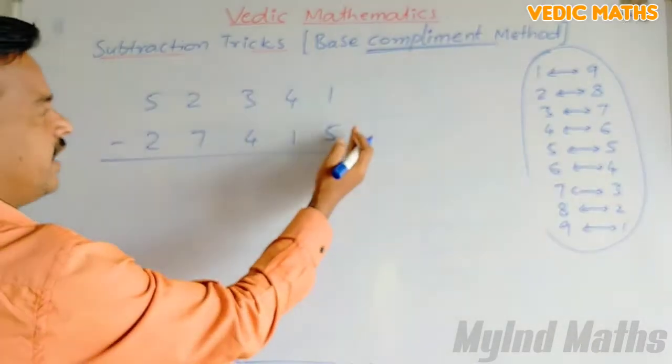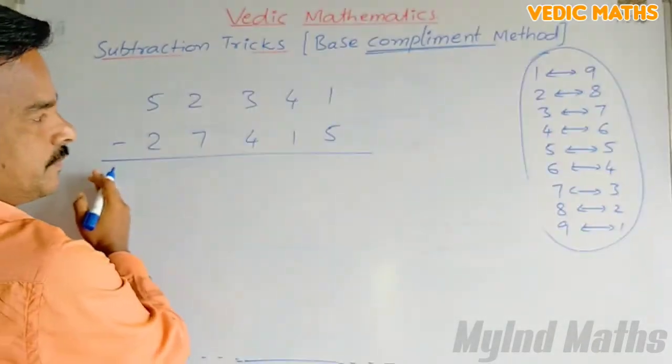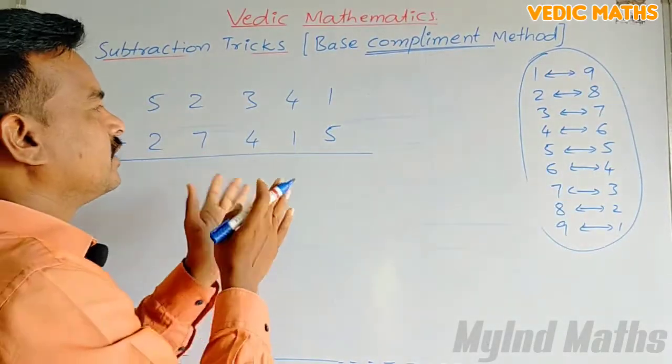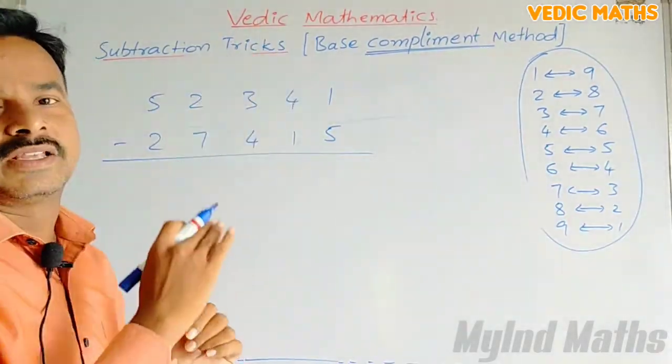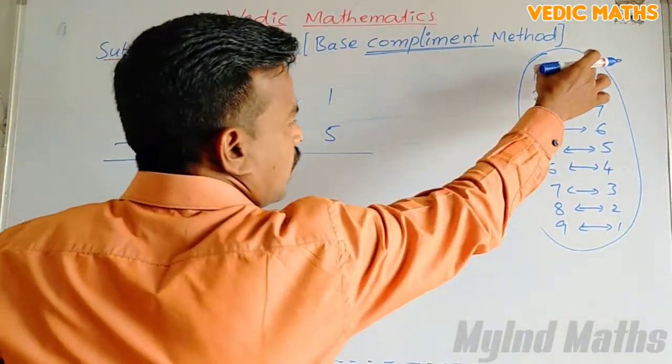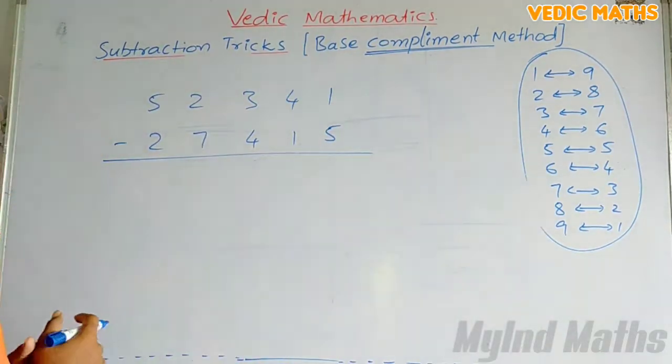That means right side and move to left, and borrowing and adding next to cutting. This is a very long process, but the Vedic method is very simple, if you keep these complements in your mind.